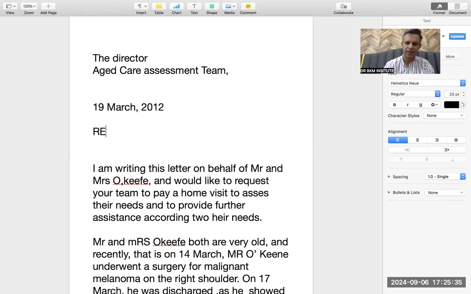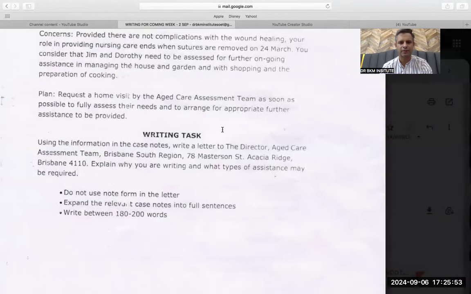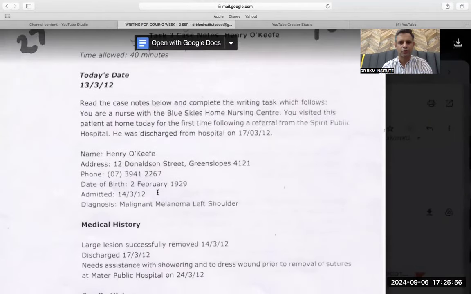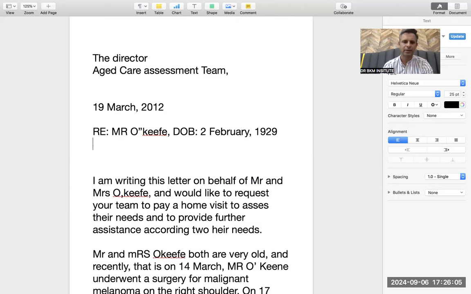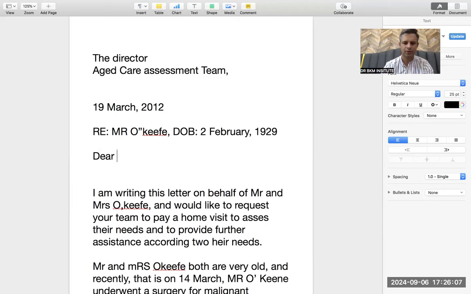And then you will write regarding Mr. Okeefe, aged 83. Or if you're not comfortable with counting the numbers, age, then you can write date of birth. What was the date of birth? 2 February 1929. That's it. And then you write, dear sir, madam.